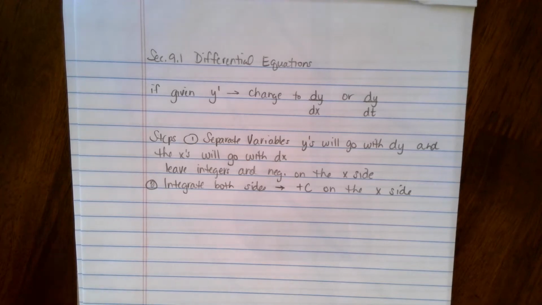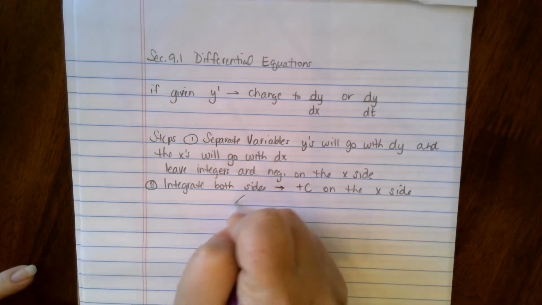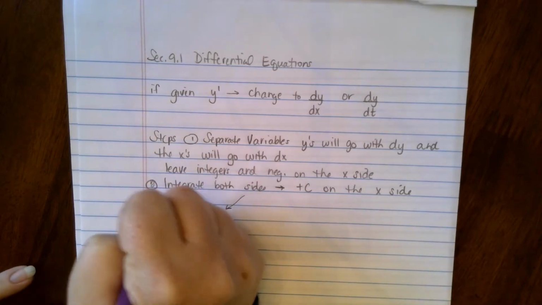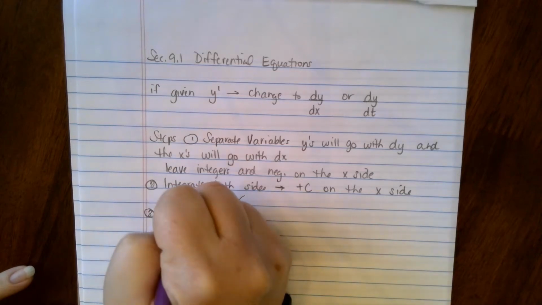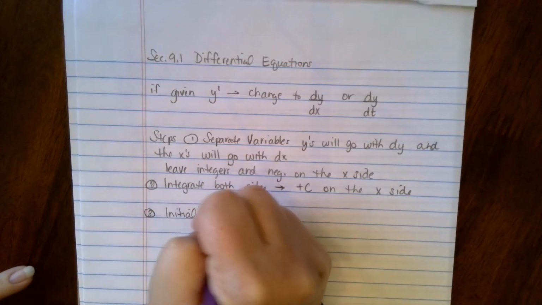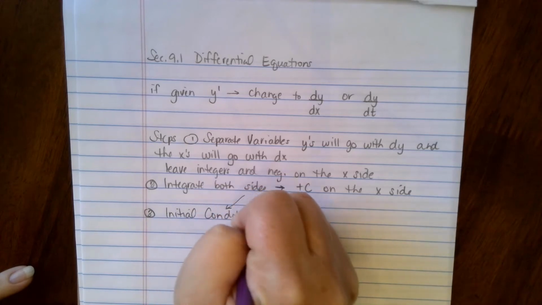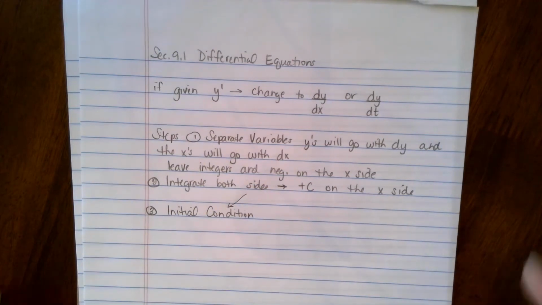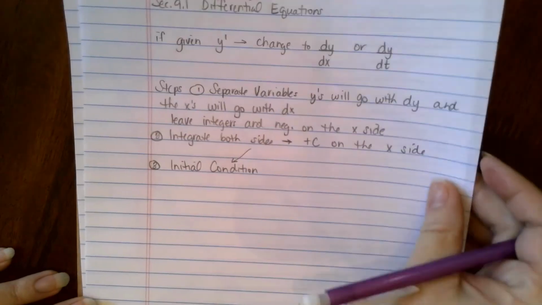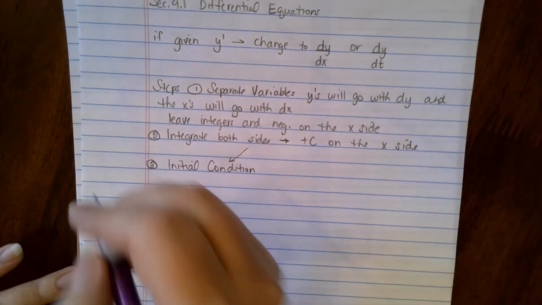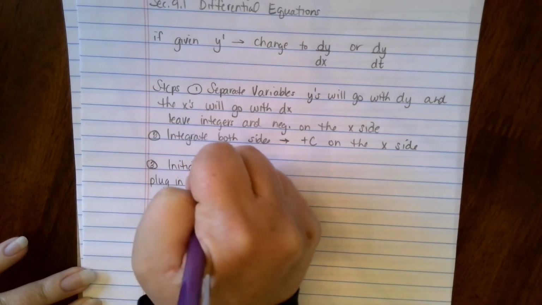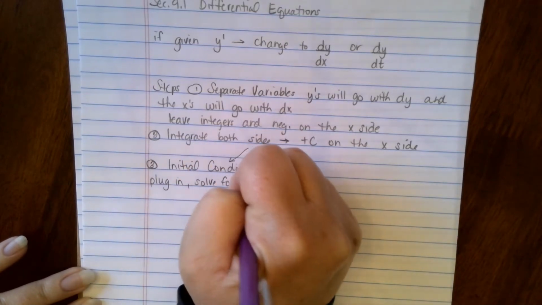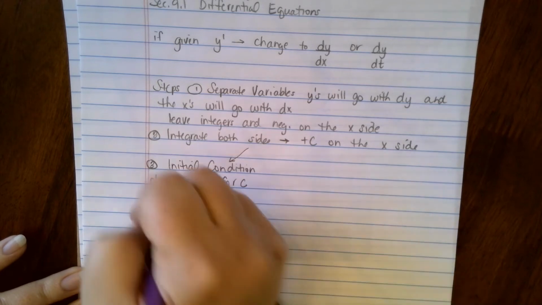Now, step 3. You get 2 directions that you can go for step 3. Okay? If they give you an initial condition, and we'll talk about what that means. It means that they're just going to give you a function and its value. So if they give you an initial condition, you're going to plug it in, solve for c, and then replace c and solve for y.